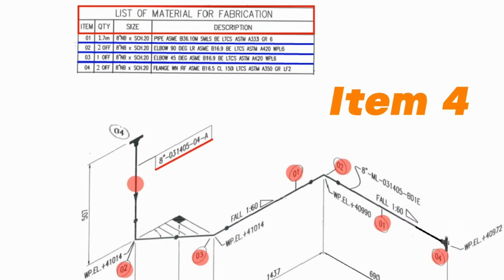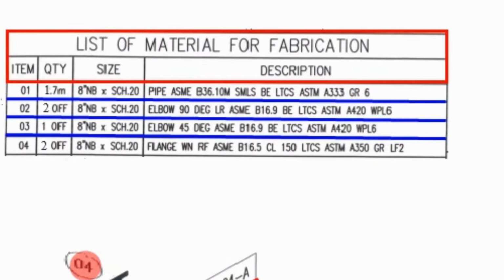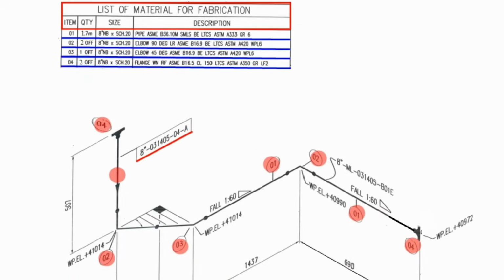Item number 4 is shown in two places of this pipeline drawing. Let's look at the material list. Item number 4, the quantity is 2 off, size is 8 inch, schedule 20, flange, weld neck, raised face, ASME B16.5, class 150, low temperature carbon steel material, ASTM A350. Learning the bill of materials is completed.